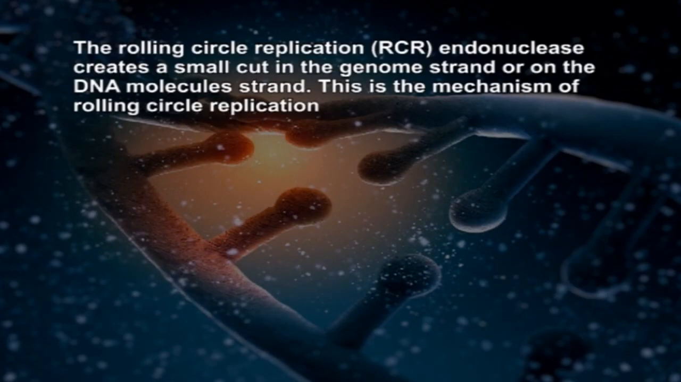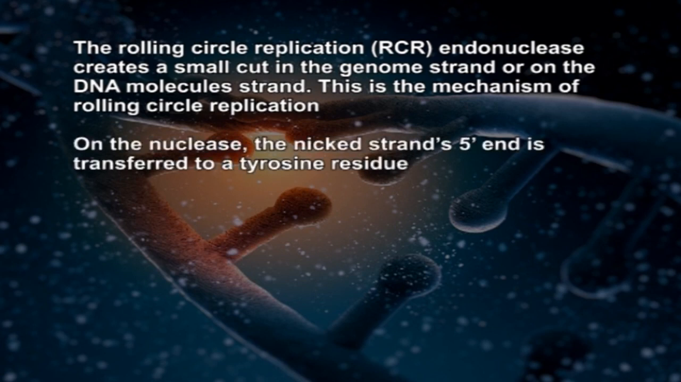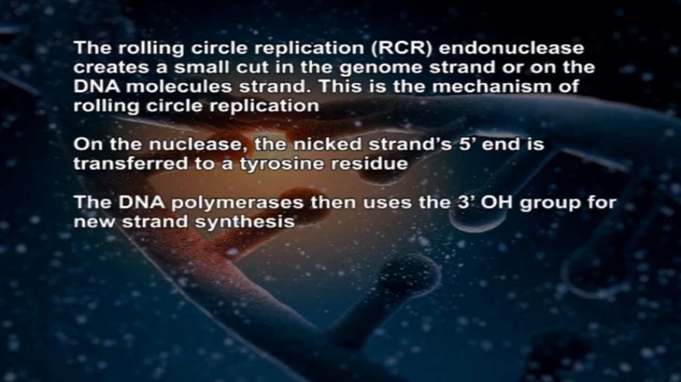In rolling circle replication, shortly called RCR, an endonuclease creates a small cut in the genome strand or on the DNA molecule strand. This is the mechanism of rolling circle replication. On the nuclease, the nicked strand's 5' end is transferred to a tyrosine residue. The DNA polymerases then use the 3'OH group for new strand synthesis.